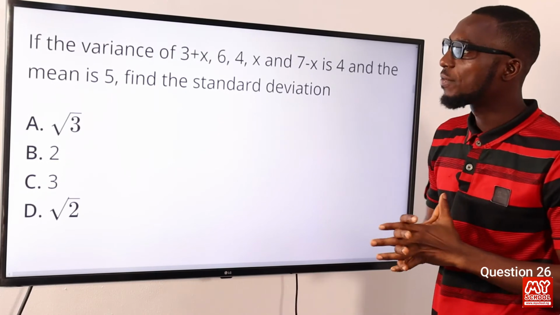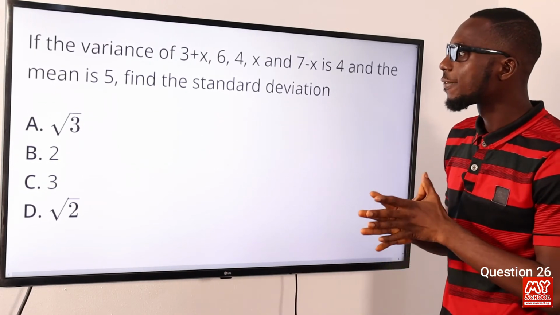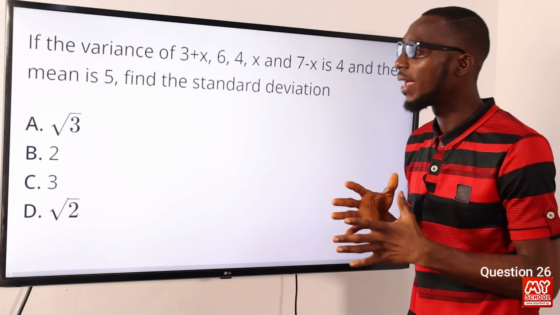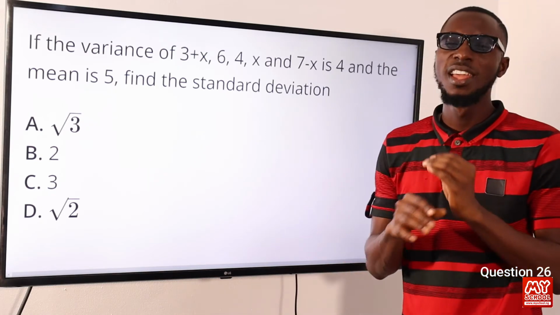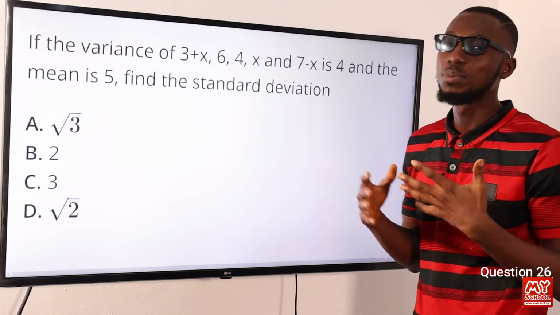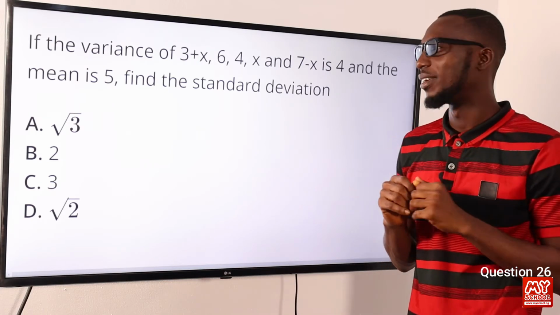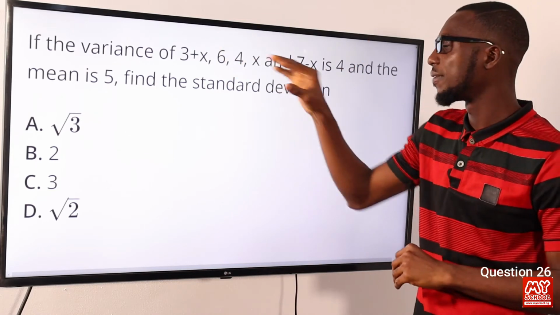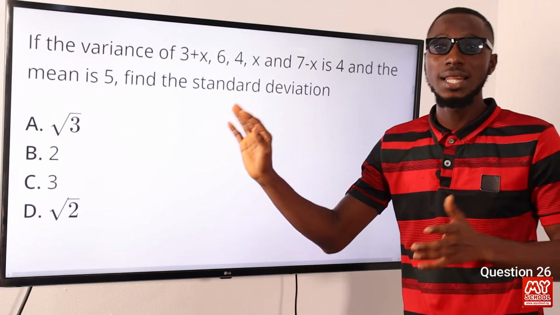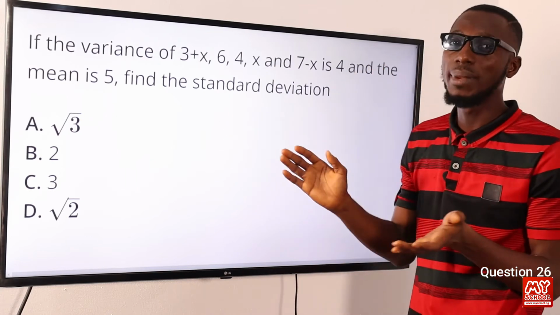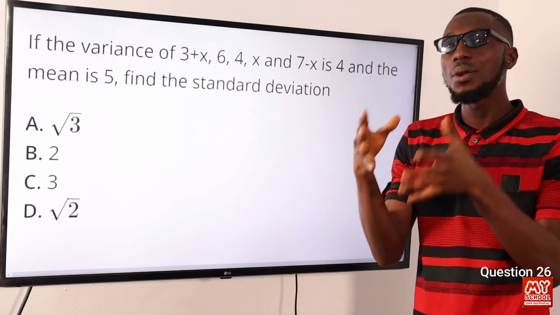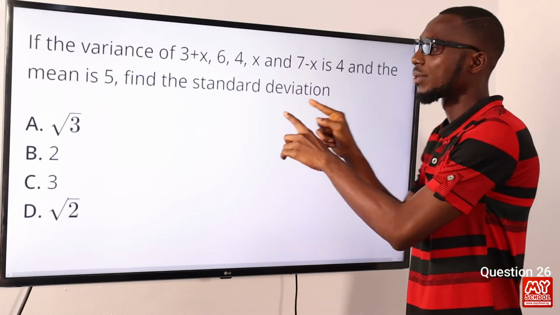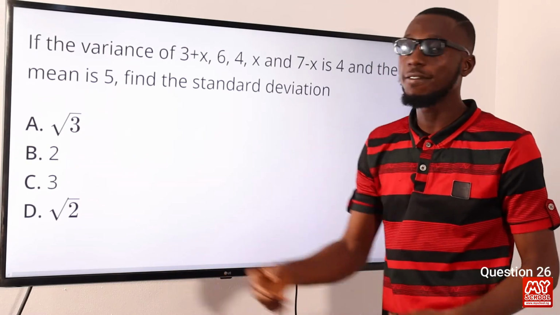26. If the variance of 3 plus x, 6, 4x, and 7 minus x is 4, and the mean is 5, find the standard deviation. So all of these details provided are just to sum up, so you don't need them. What you just need is 4. We are told the variance of all of this is 4, and we have to find standard deviation. All you need to remember is that standard deviation is the square root of variance. So variance here is 4. Square root of 4 is 2. That is your standard deviation. So your answer is B, 4, 2.